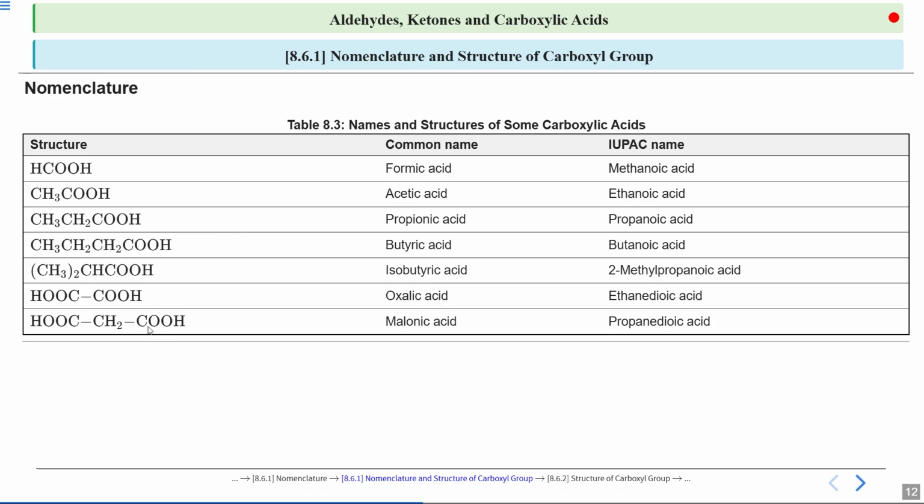Next, the common name is malonic acid. Similarly, its IUPAC name is propanedioic acid, because there are 2 carboxylic acid groups over here, so we are using the word di. So this is propanedioic acid.